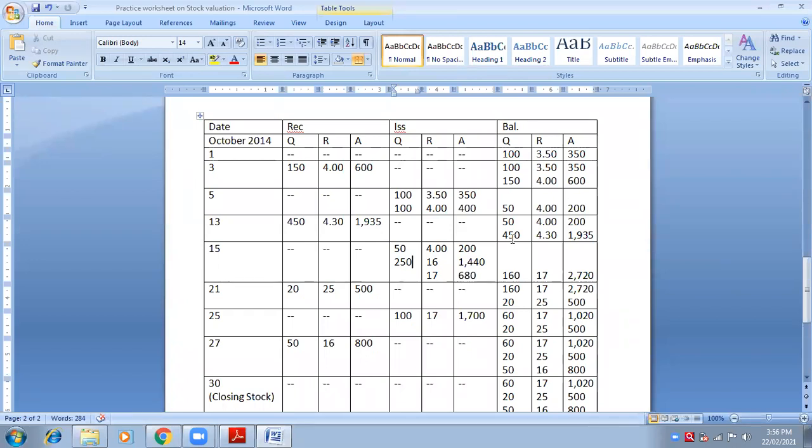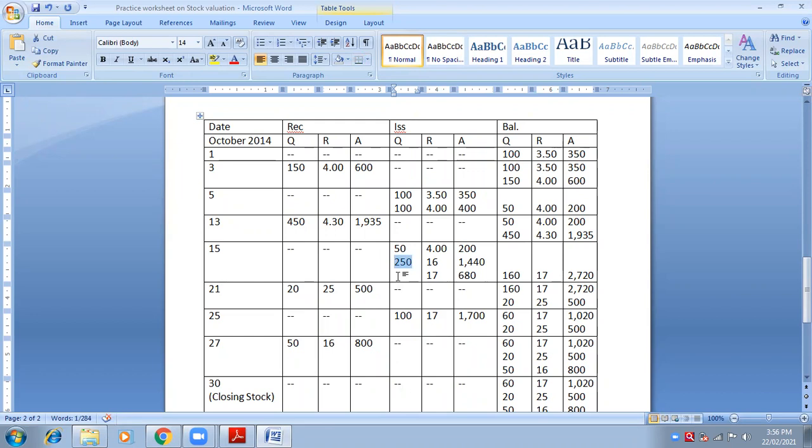Yes, ma'am. Yes, very easily. Consider this balance as your pocket. If you have 450 rupees in your pocket, can you easily take out 250 rupees for spending? Yes, very easily we can take out 250. But if you have only 200 in your pocket, can you take out 250? No.